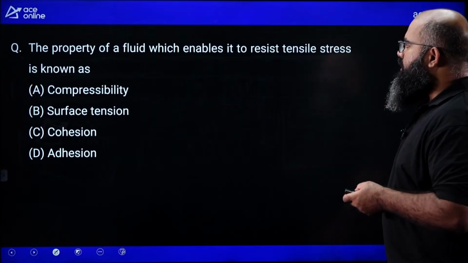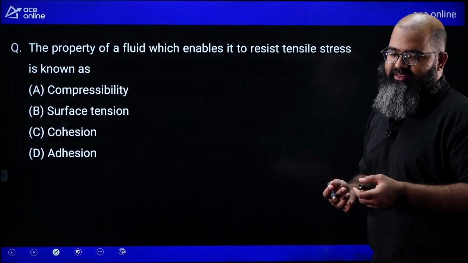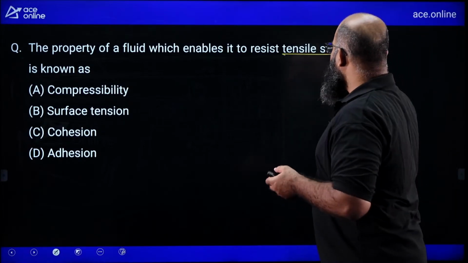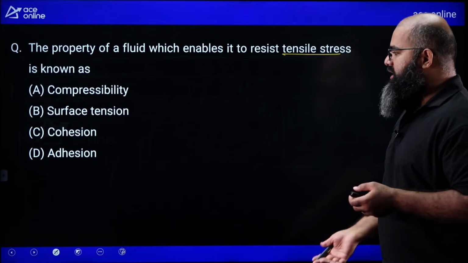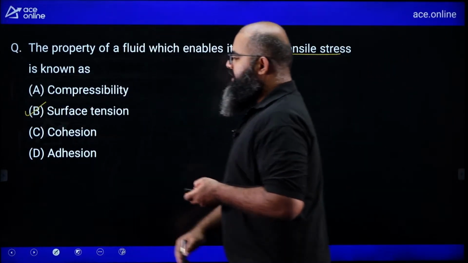Moving further, the property of fluid which enables it to resist tensile stress is known as. You see, the word tensile over here should indicate towards something like surface tension. That itself is sufficient to say the answer is surface tension over here.